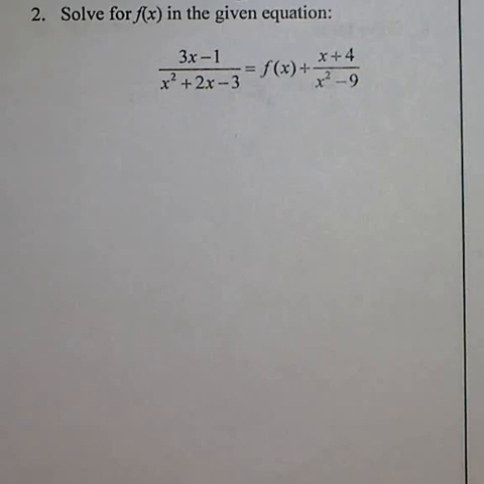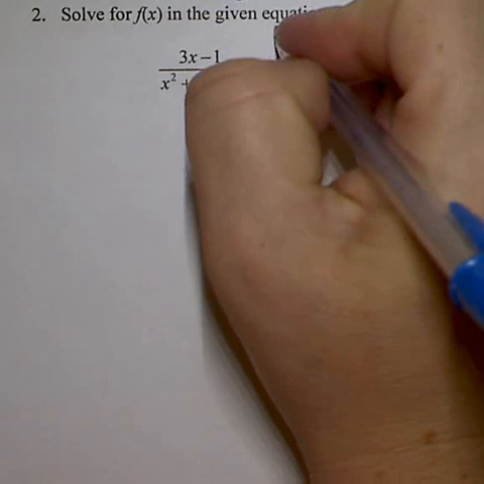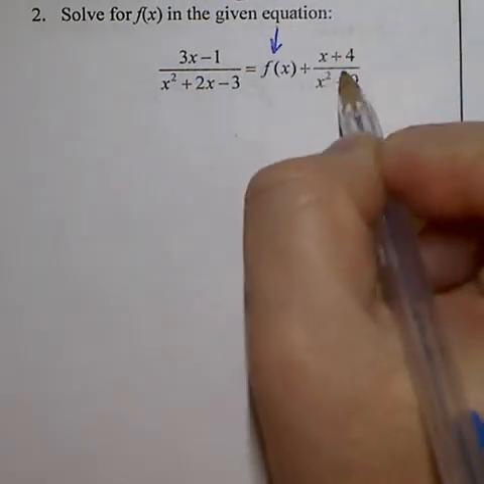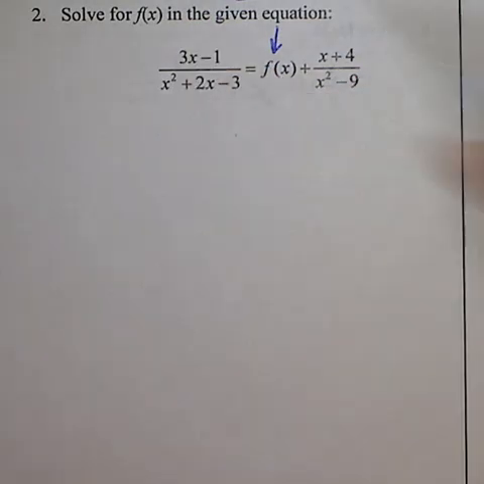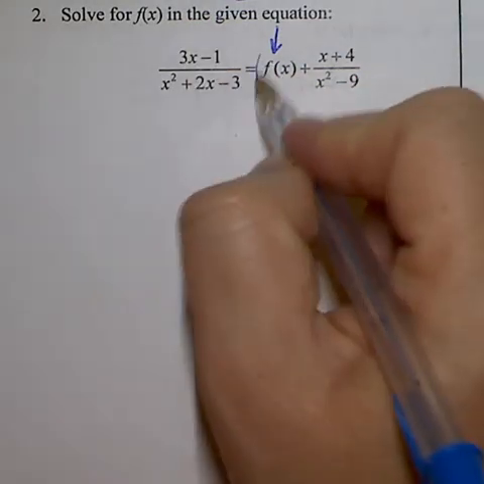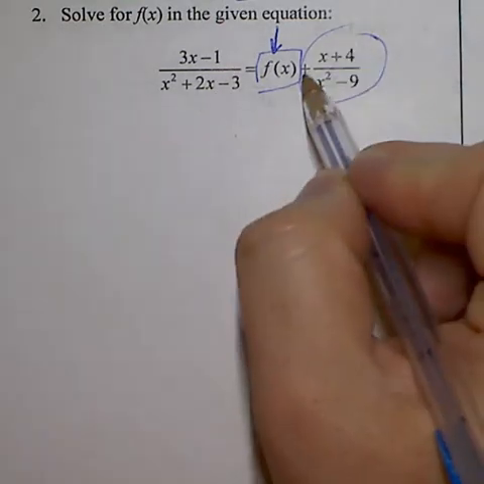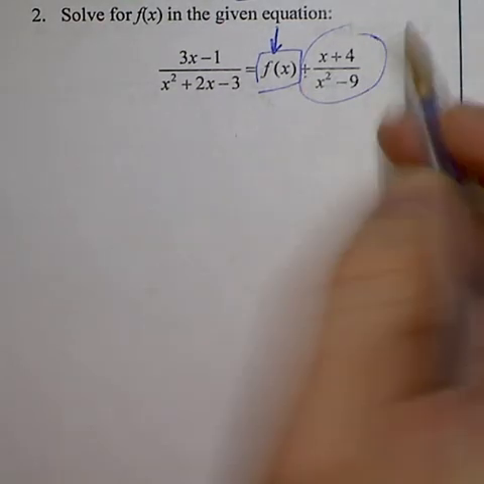Number 2, solve for f of x in the given equation. So we want to find out what value can I add to this rational value. So what can I add to this fraction, and it equals this. So if I want to isolate f of x, I need to take this quantity and move it to the opposite side. Right now it's positive, so to move it over, you're going to subtract it.